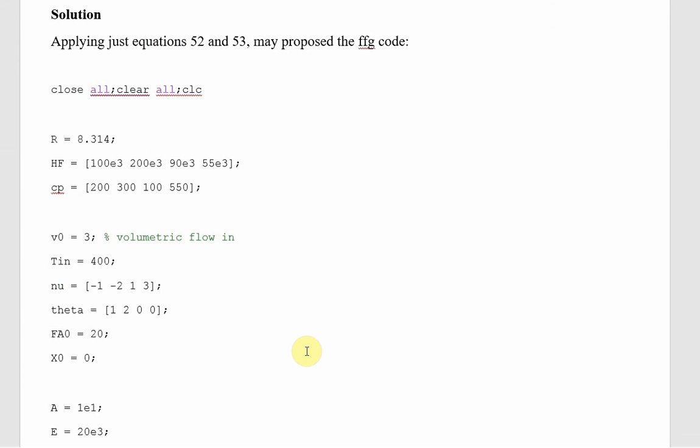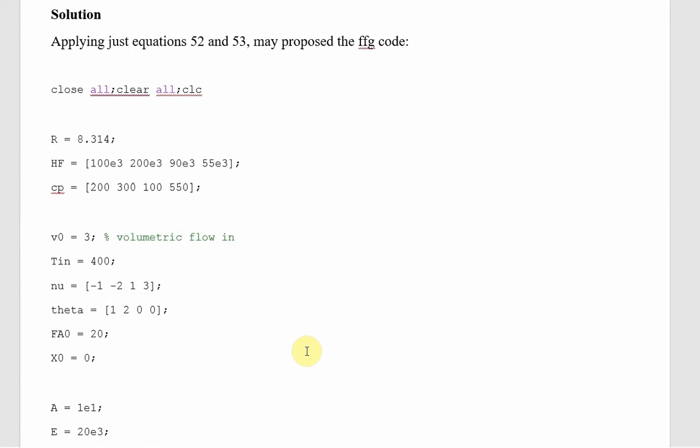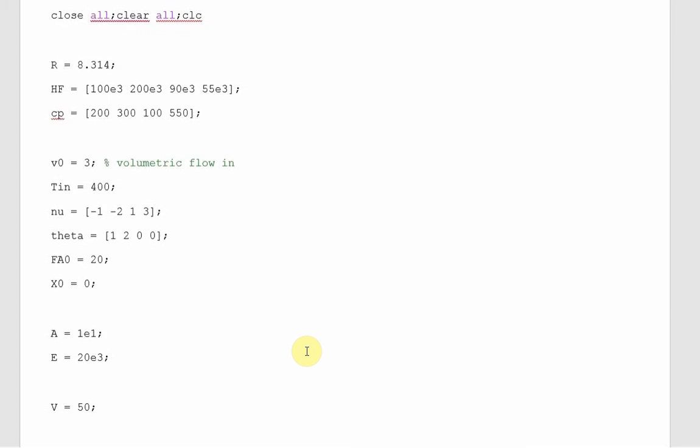And then the inlet molar flows, if you look at the question, it's saying that we've got 2 moles and 4 moles. So of course, 20 and 40. So 20 over 20 is 1 and 40 over 20 is 2. And we are not feeding in C and D, so the theta vector looks like that, right? And the rest is there.